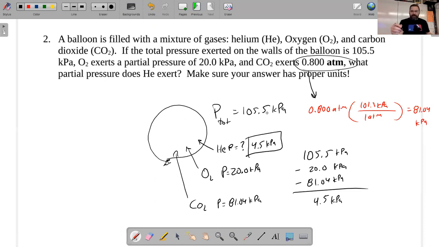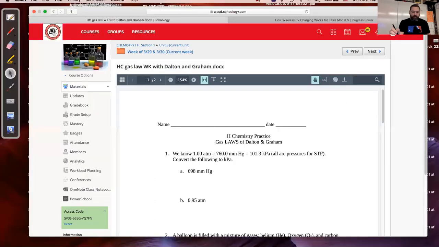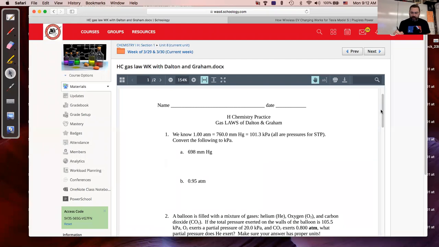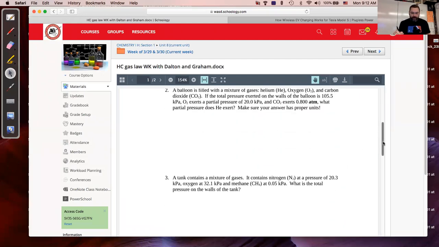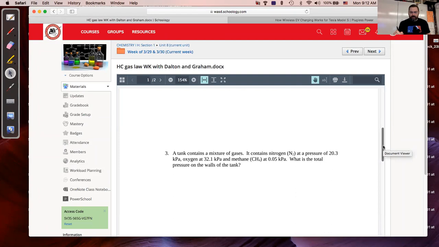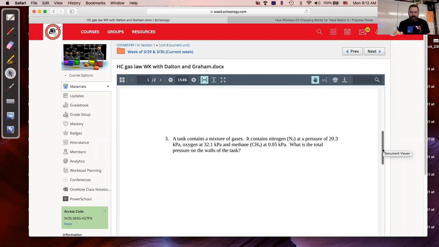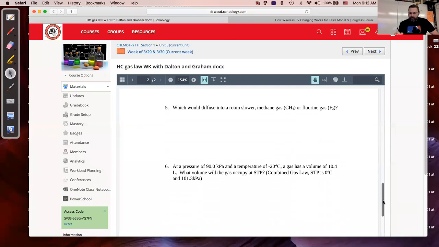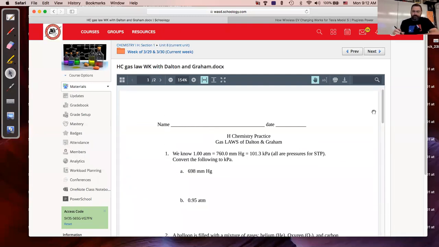So anyway, those are just a couple examples. I did 1A and number 1. In the folder for this week, there's the worksheet with Dalton's and Graham's law. I did 1A for you, and then number 2. You should have no trouble doing 1B, which is like 1A, and number 3 is like number 2. And then there are some conceptual questions, 4, 5, and 6, toward the end. So that's what I have for you for today.